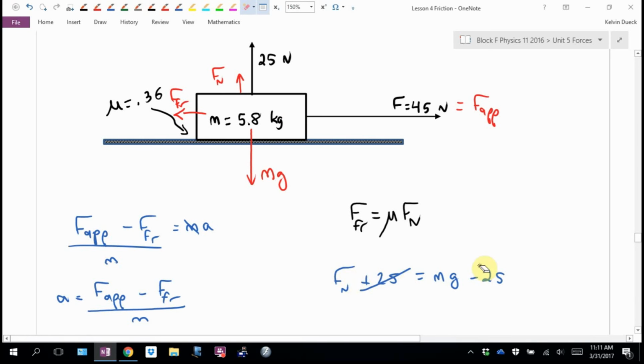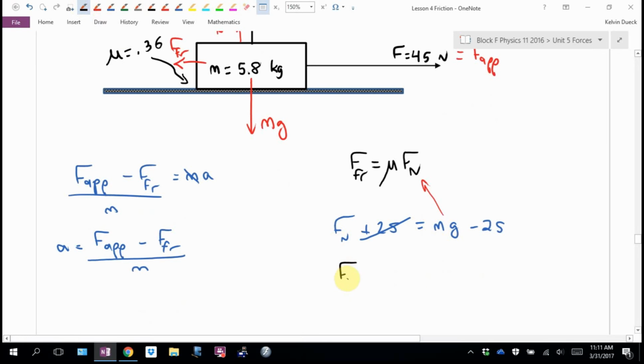Wherever I see the normal force, what can I write instead? So if I hear you correctly, I can rewrite friction as, what'd you say mu was? And mg minus 25. Conlon, what's g? 9.8. What's m? 5.8. Good. What do you get? Because I'm going to use this to find the full answer, don't round off. Carry as much as you can. What do you get?